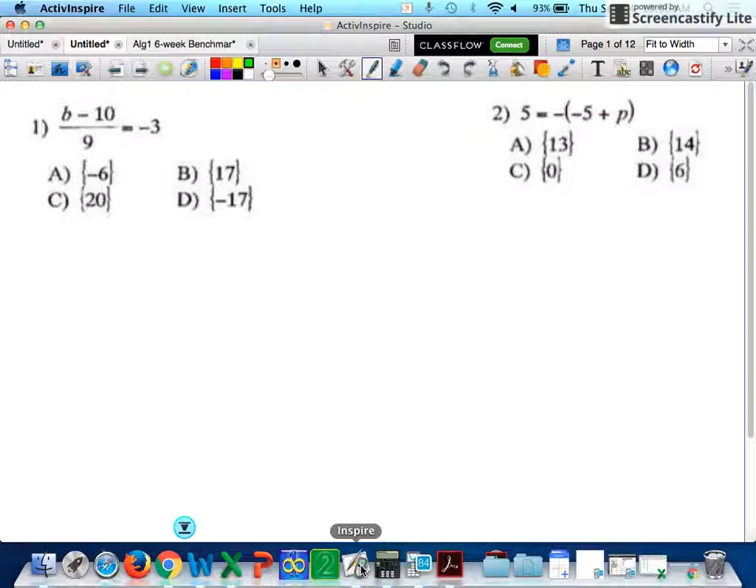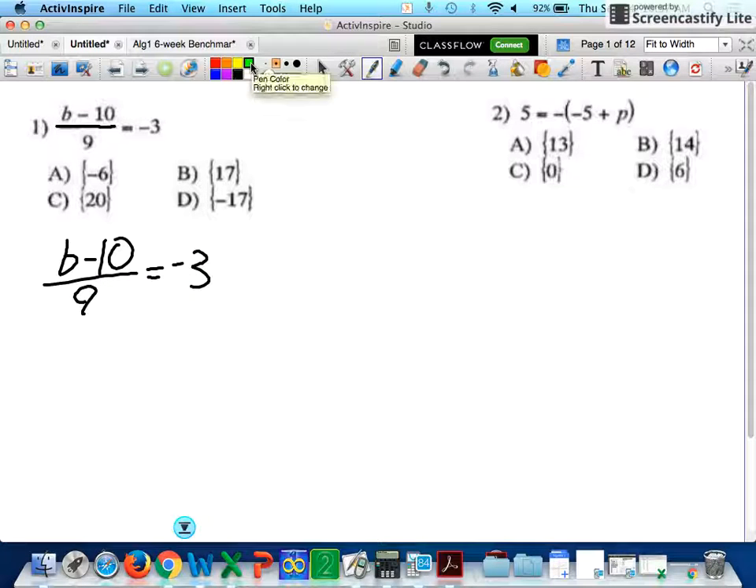All right, guys, so this is part 1 to your Algebra 1 6-week benchmark review. I take a look at this first problem, and it's got this large fraction bar right here. And that's not that big of a deal because we learned that a fraction bar is just a different way to write division problems. So how do we undo a division problem? Well, we undo division with multiplication.